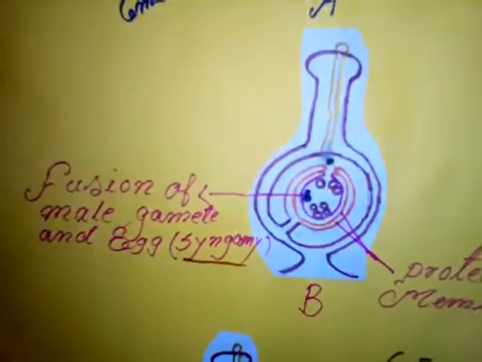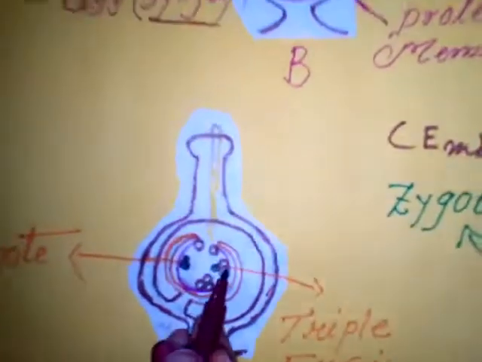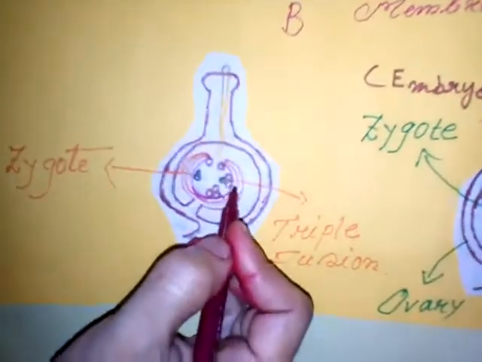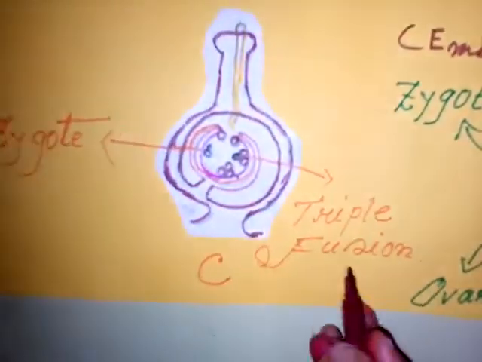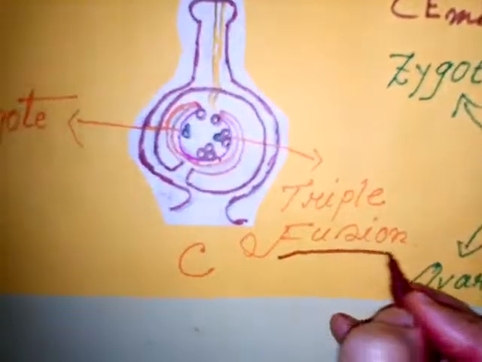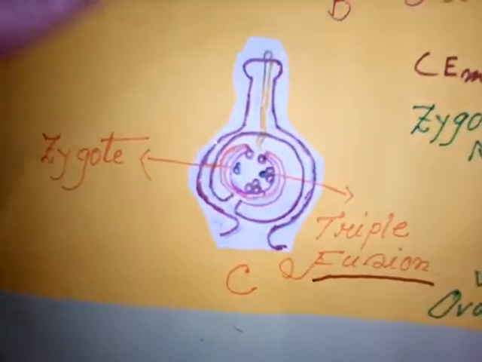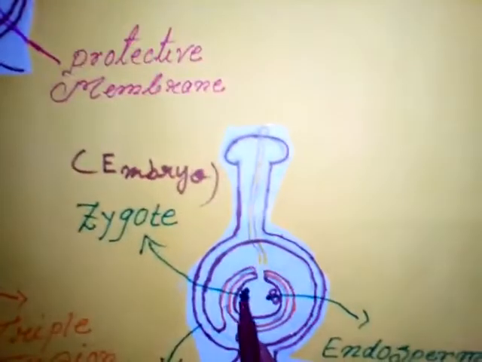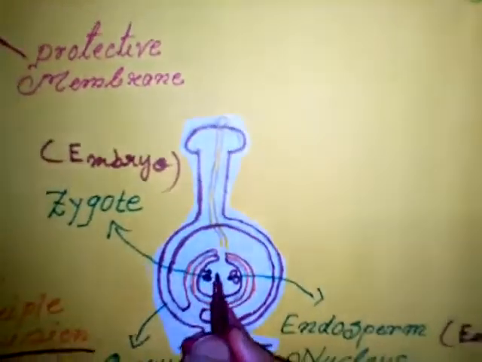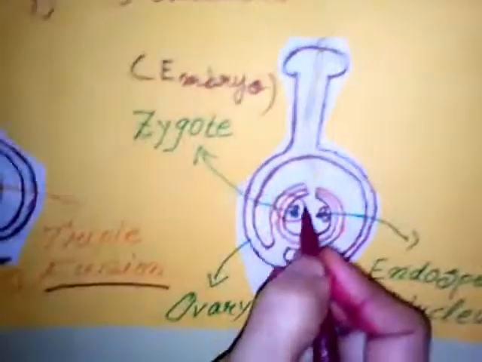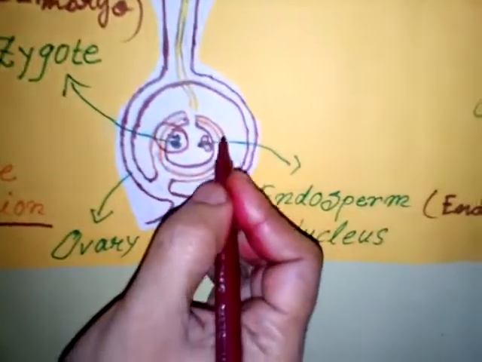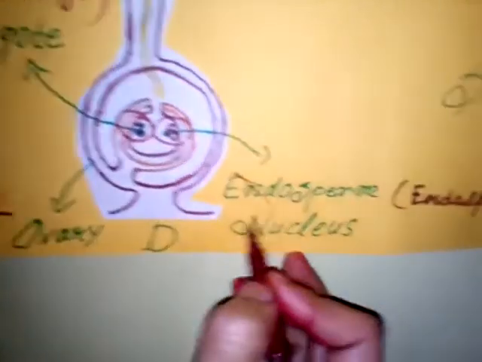The other male gamete fuses with 2 more nuclei, one from the upper end and another from the lower end, and these 3 nuclei fuse together and this is known as triple fusion. Understand? Now, the product of syngamy is the zygote. On the other hand, the product of triple fusion is the endosperm nucleus.